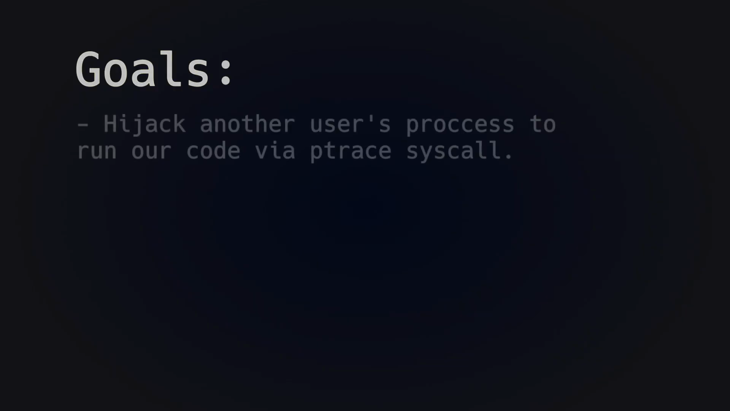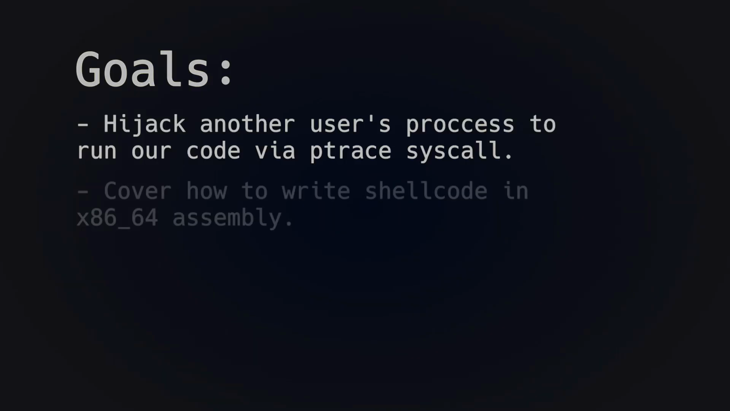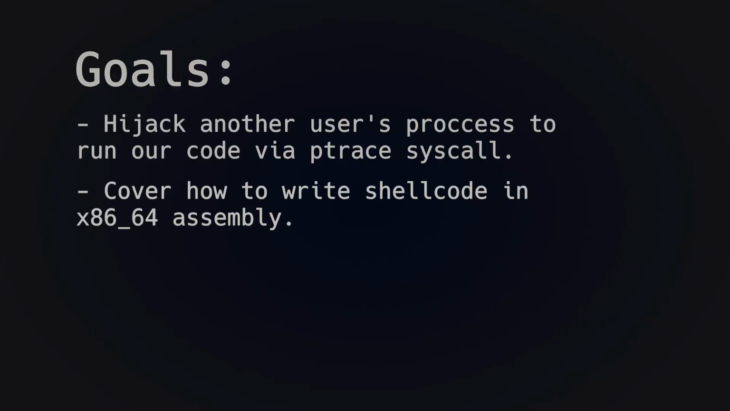First, let's establish a goal. What we're trying to accomplish is an effective hijack of another user's process. We'll then use this hijack to run our own code. To accomplish this hijack, we'll inject shellcode into the target process's memory through the ptrace syscall. If you don't know what ptrace is, then don't worry, we'll go over it. Secondarily, we'll need to go over the very basics of how to write shellcode.